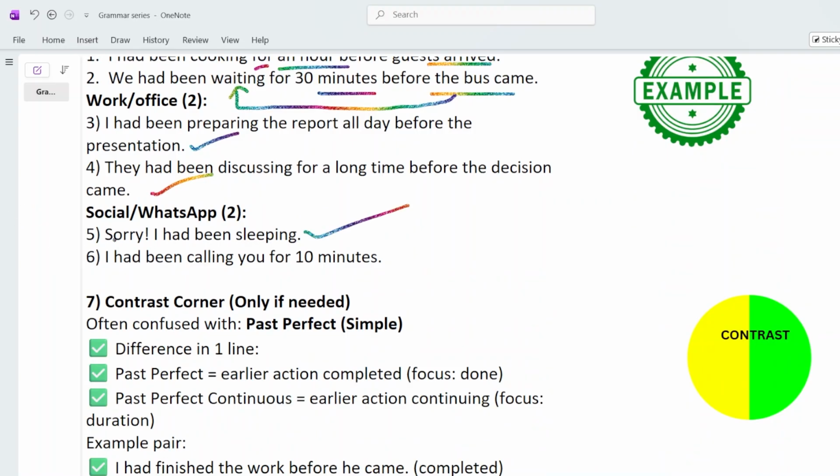Sometimes we use these short sentences to tell someone that we were busy doing something, but we don't realize that we are talking in this particular tense. All right, so that is what this is. I had been calling you for 10 minutes. All right, that's the second example for today.